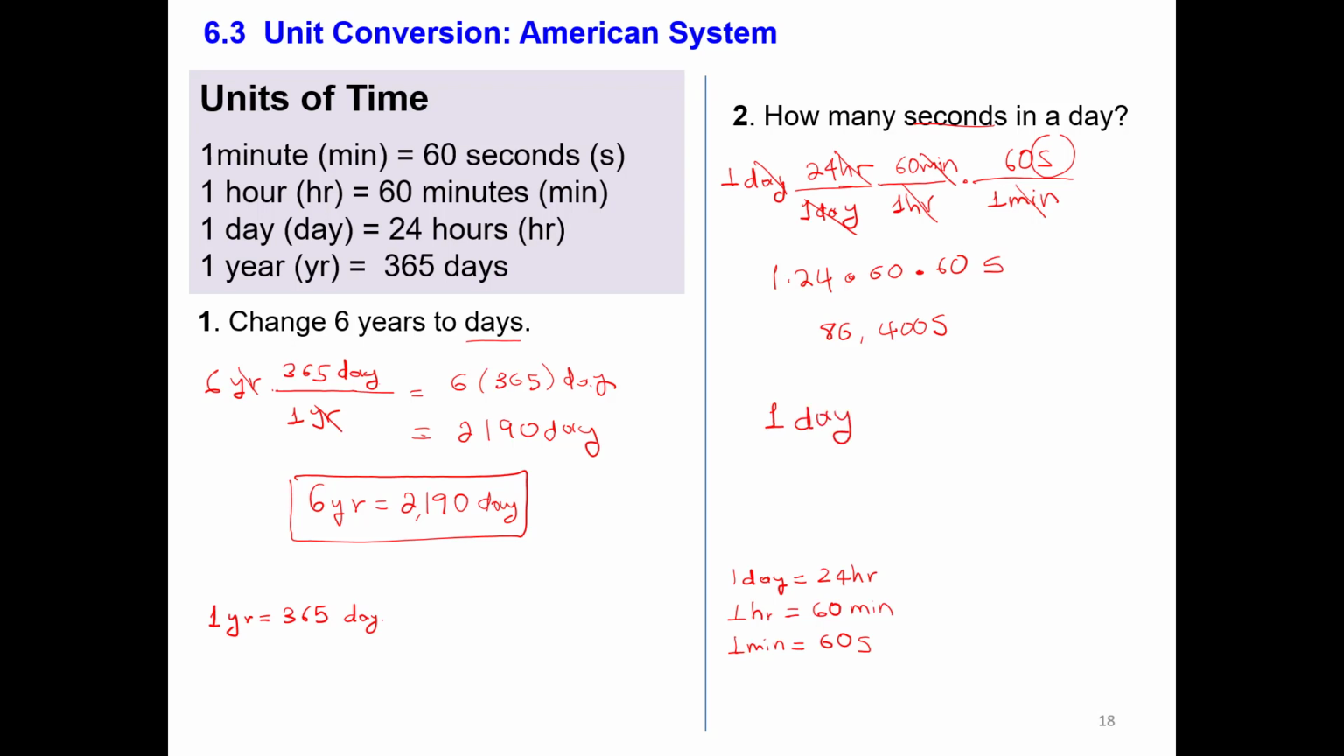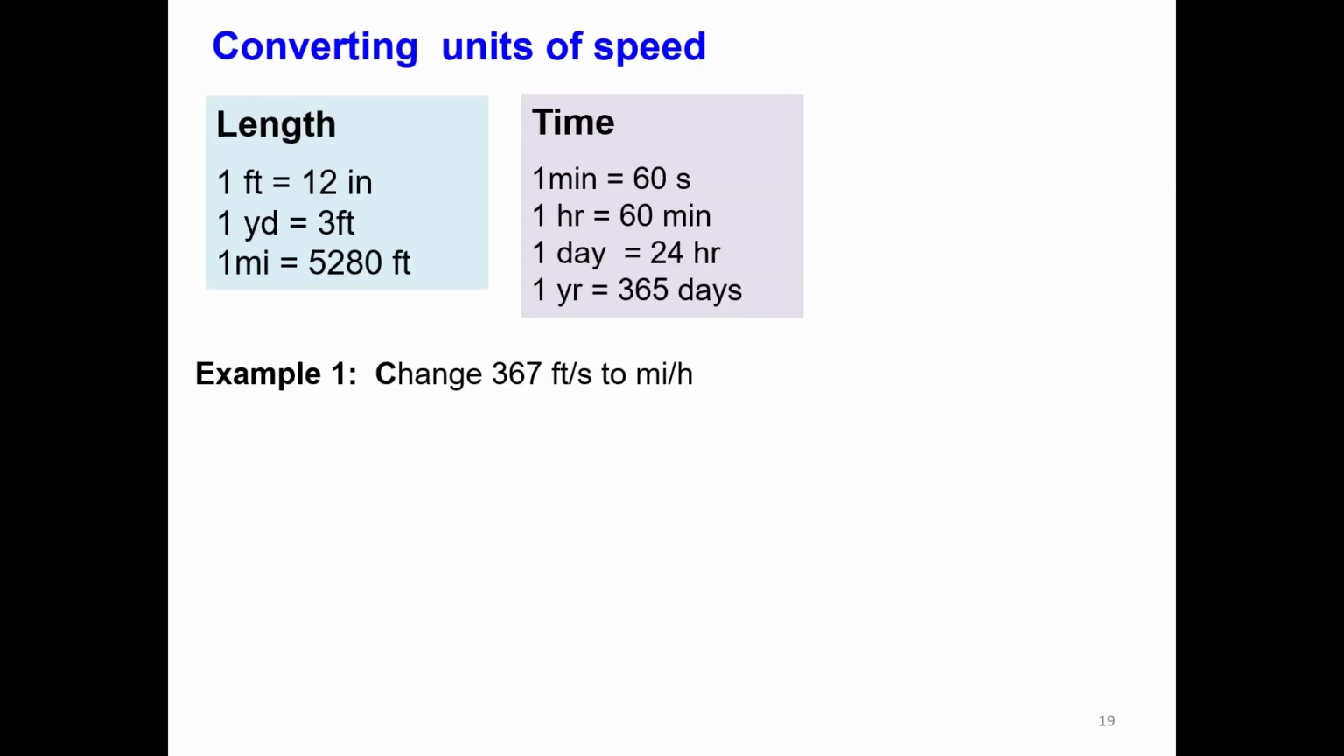Now we can write the answer: in 1 day we have 86,400 seconds. And this is the last type of conversion factors, the conversion units we will study in this section.